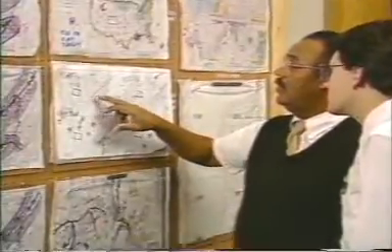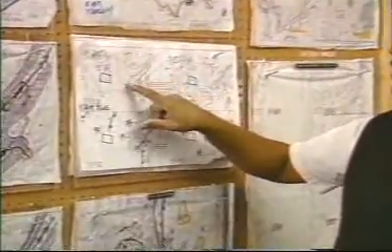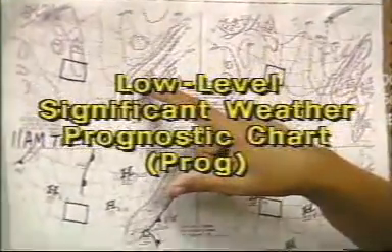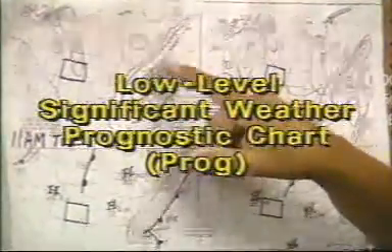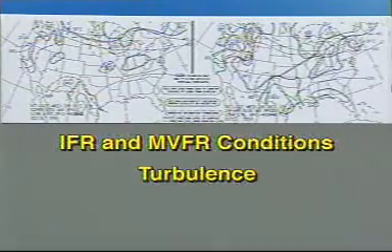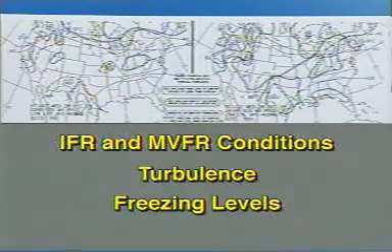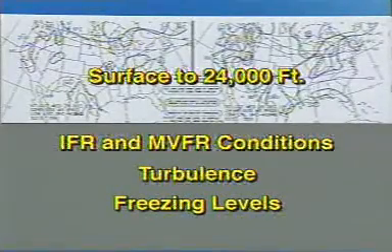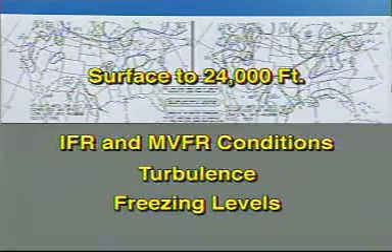The charts we have seen so far in this program have all depicted observed weather conditions. Other charts, including the Low-Level Significant Weather Prognostic, or PROG chart, offer a forecast of future weather. PROG charts are divided into 4 panels. The top 2 contain 12 and 24-hour forecasts of IFR and marginal VFR conditions, turbulence, and freezing levels. These 2 panels forecast the weather from the surface through approximately 24,000 feet.